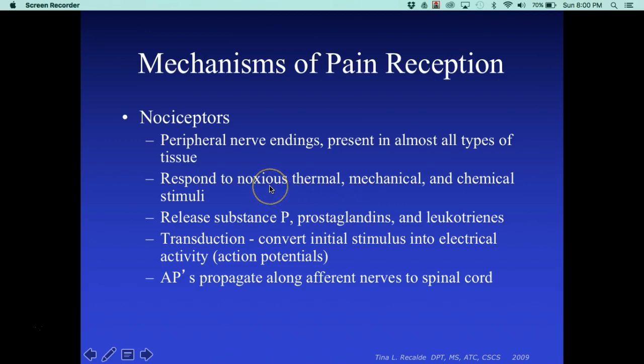You get the release of substance P, prostaglandins, and leukotrienes. A transduction where it converts that initial stimuli into an electrical activity, which you guys all know as an action potential. Those action potentials propagate or they move along the afferent nerves to the spinal cord where that pain is thus received.